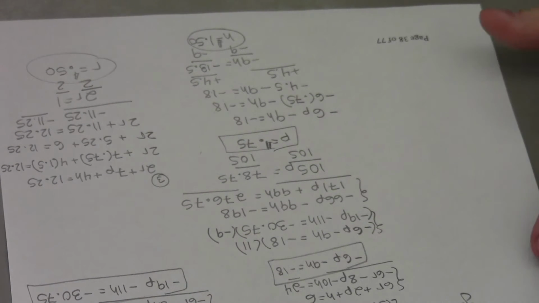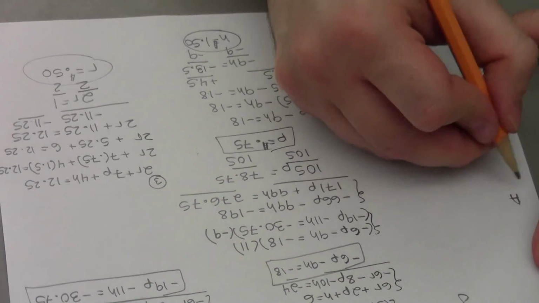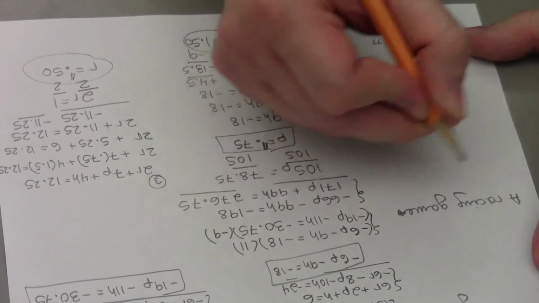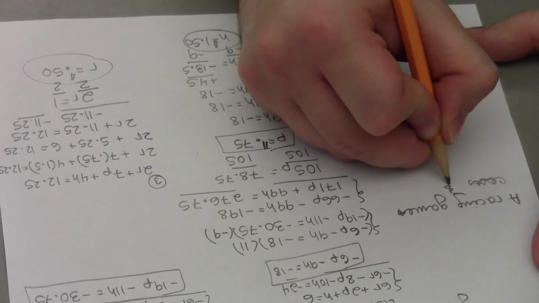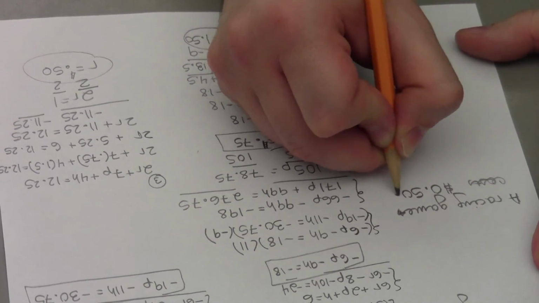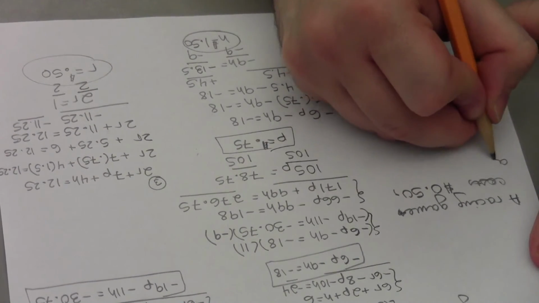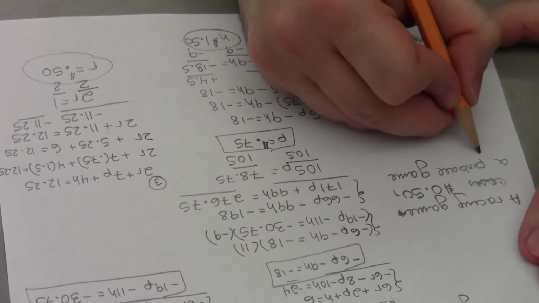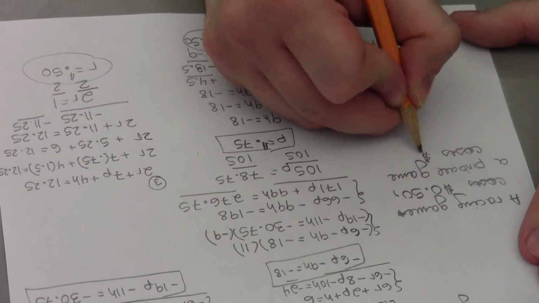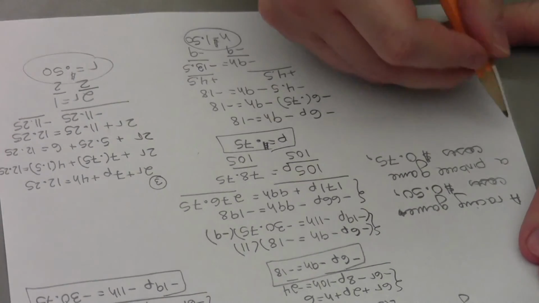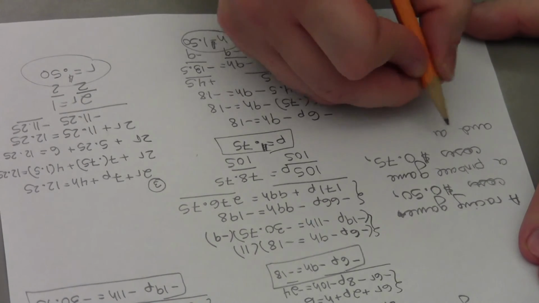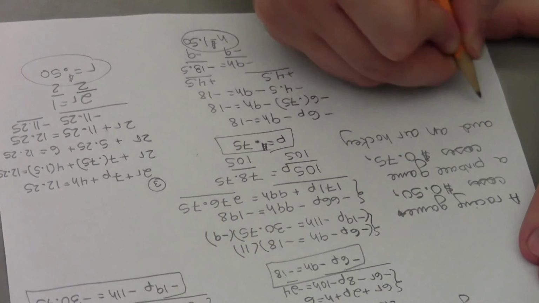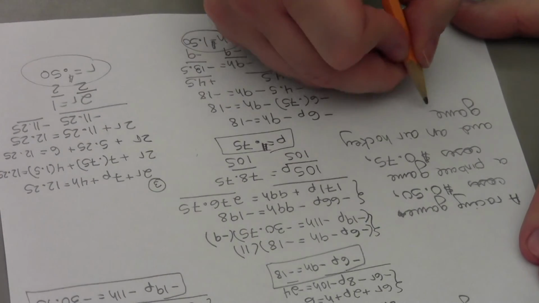Now I just have to answer this question in words. A racing game costs 50 cents. A pinball game costs 75 cents. And finally, an air hockey game costs $1.50.